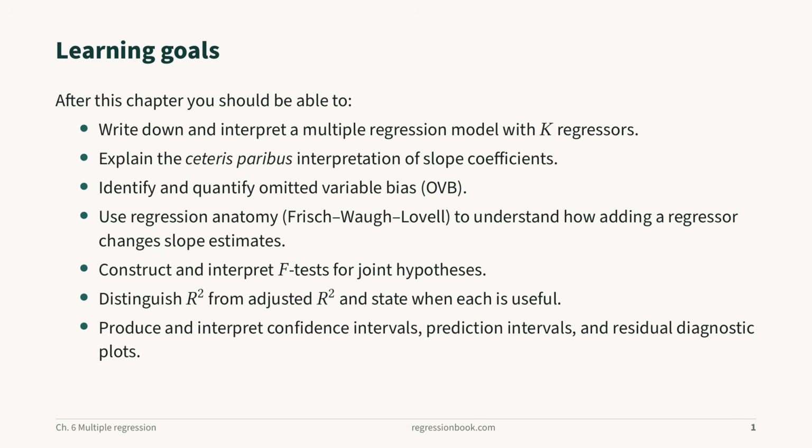7 goals for this chapter. Interpret a model with many regressors, master the all-else equal reading of slopes, quantify omitted variable bias, use regression anatomy, build F-tests for joint hypotheses, separate R² from its adjusted version, and read residual diagnostics.